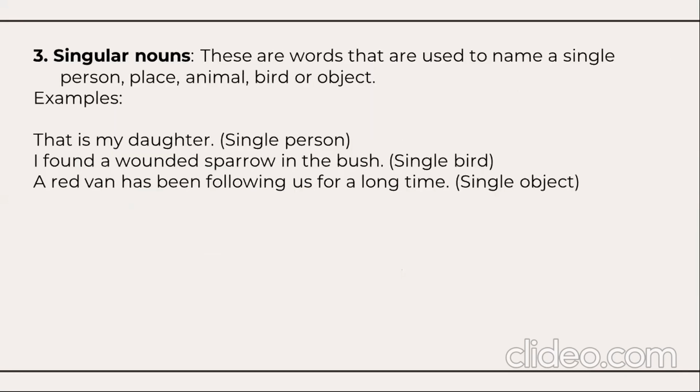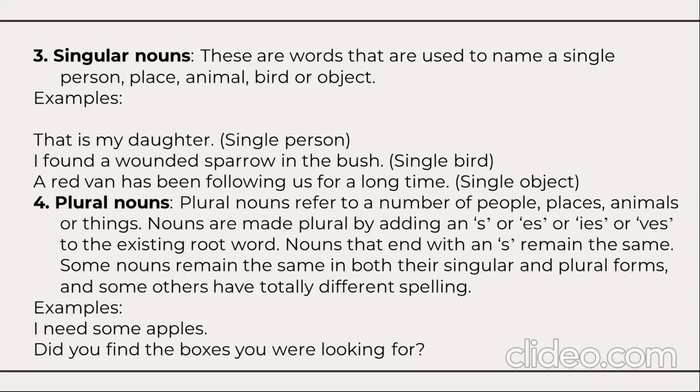Third one is your singular noun. That means to say single person, single place, single animal, single bird, single object. So which specify only the single. Plural noun, obviously, refers to the number of people, places, things. Generally it's formed by using S or ES.